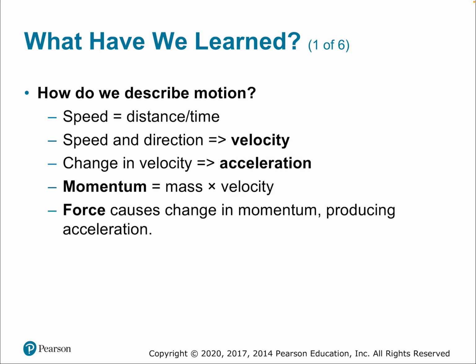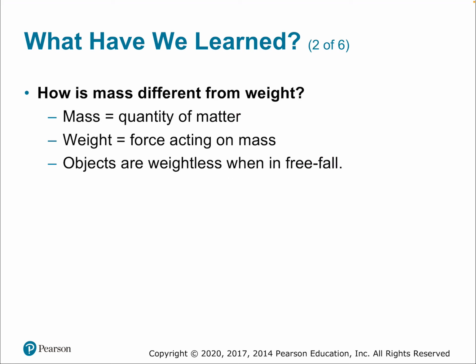All right, so what have we learned here? Well, we've learned how to describe motion with speed, which equals distance per time. We've learned that velocity is speed that includes a defined direction. We've learned that any change in velocity, including turning at constant speed, is acceleration. We've learned that momentum is a quantity defined as the product of mass and velocity. We've learned that force causes changes in momentum, which produce acceleration. We've also learned the difference between mass and weight.